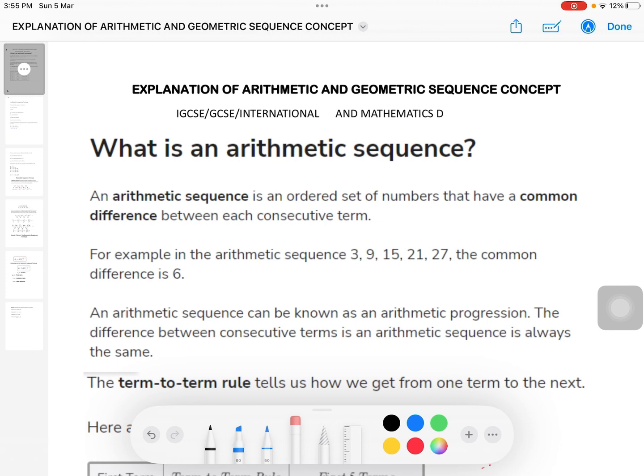So let's start. First of all, I will tell you that there are two main sequences which are taught to students of IGCSE or GCSE or international students or those students who are taking Mathematics D. Those two main sequences are, one is arithmetic sequence, as you can see here, and the other one is geometric sequence. So these two are the main sequences.